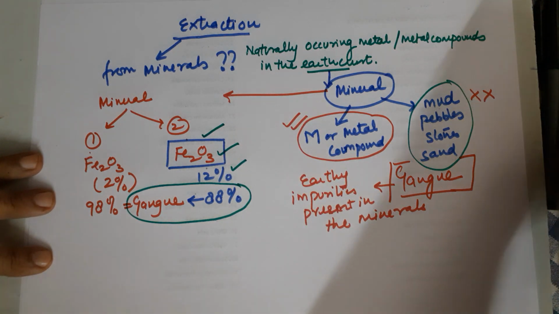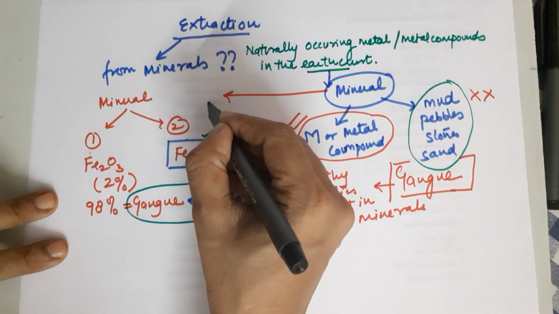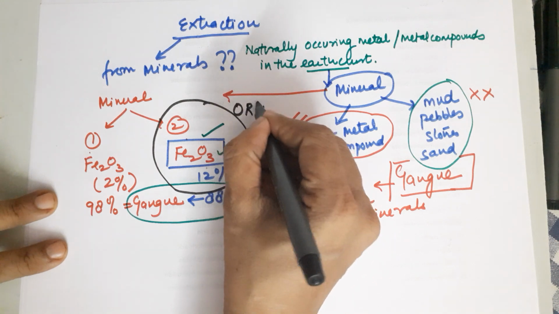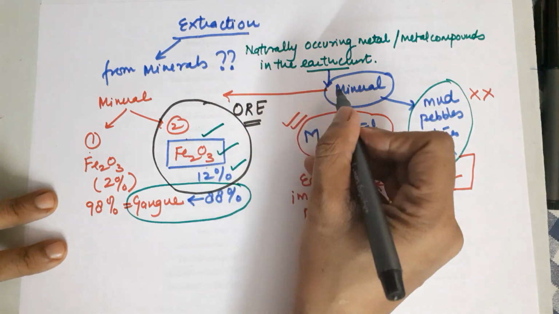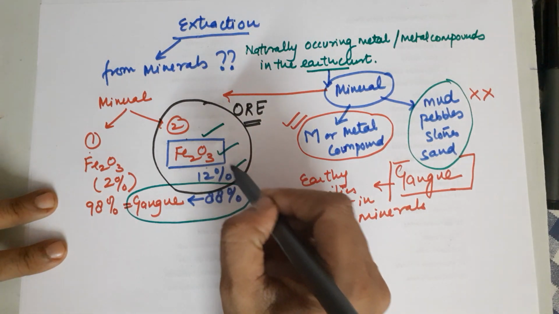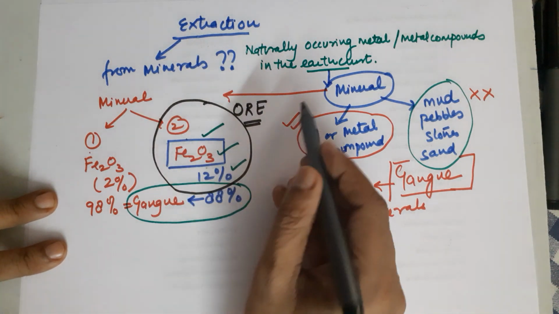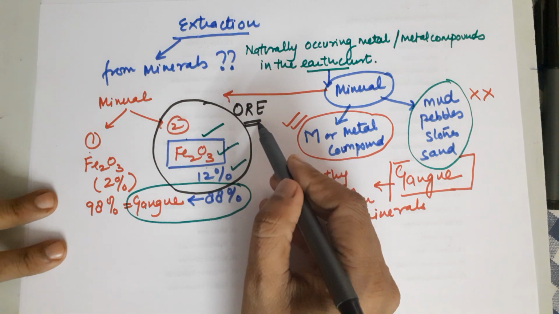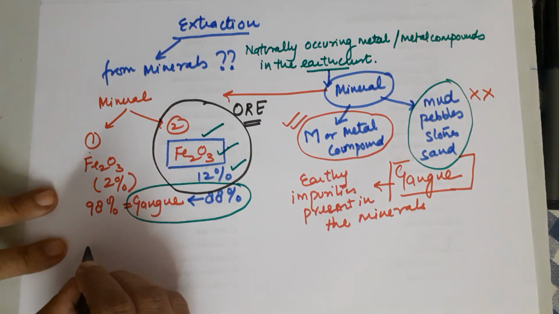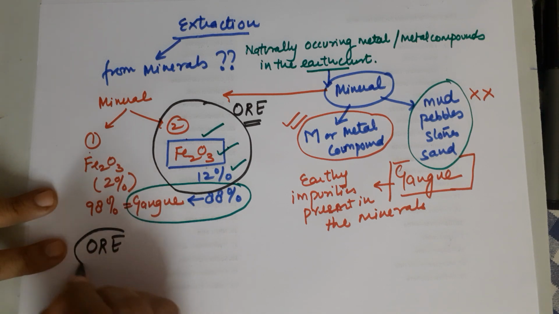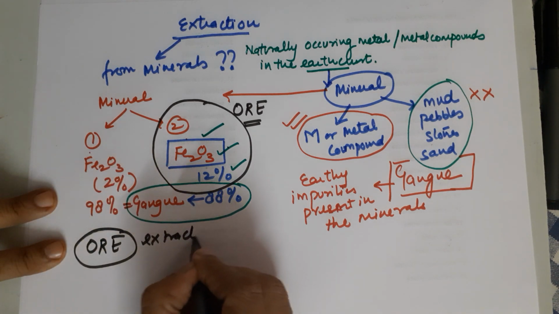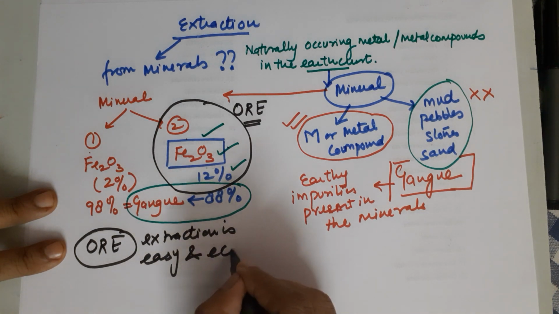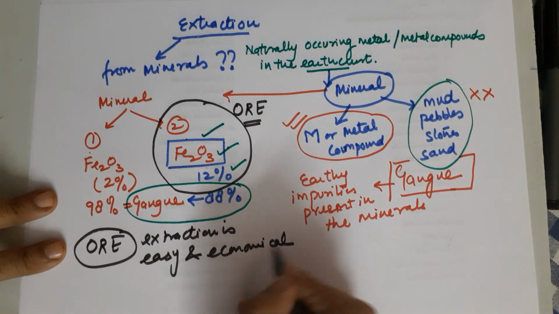Whichever mineral you use, that particular mineral which you use for extraction is called as ore. Which means your ore is a mineral which has high percentage of the metal compound. So if the percentage of metal compound is high, that particular mineral is used for extraction, because if you have an ore, then your extraction is easy and economical, which means profitable.